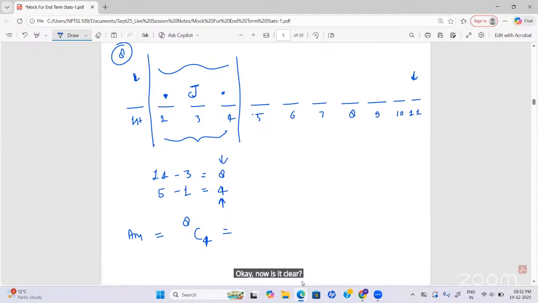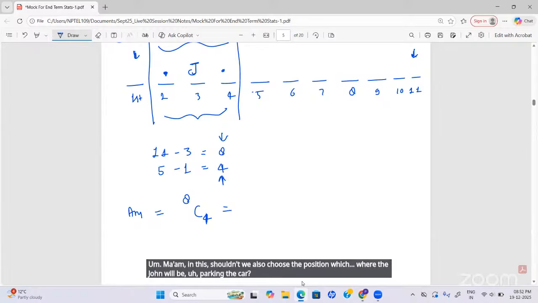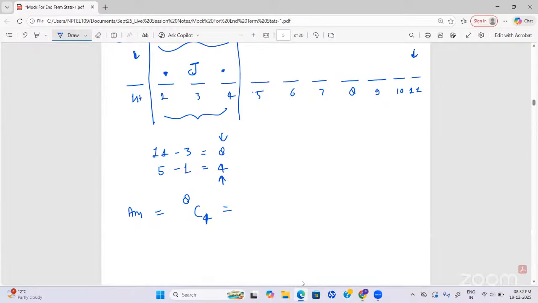Yeah, I have a doubt. Ma'am, in this, shouldn't we also choose the position where John will be parking the car? And my doubt is how do we identify whether this is a case of permutation or a case of combination?